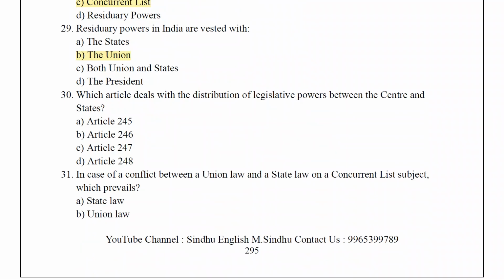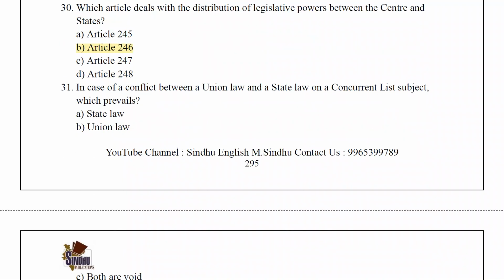Which article deals with the distribution of legislative powers between the center and the states? The answer is Article 246. In case of a conflict between the union law and the state law on a concurrent list subject, which prevails? The answer is union law.